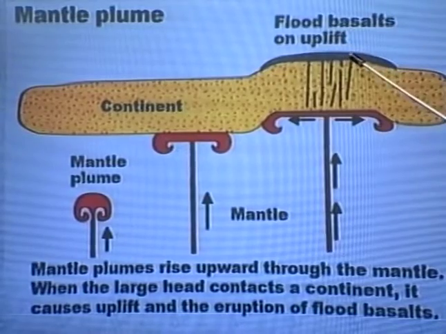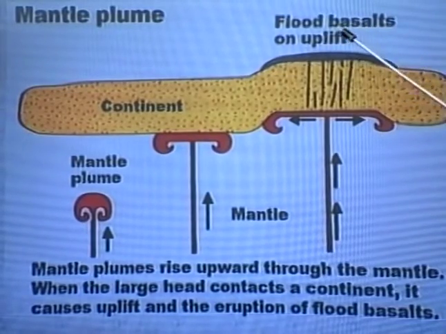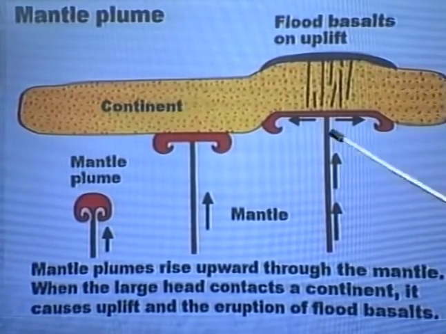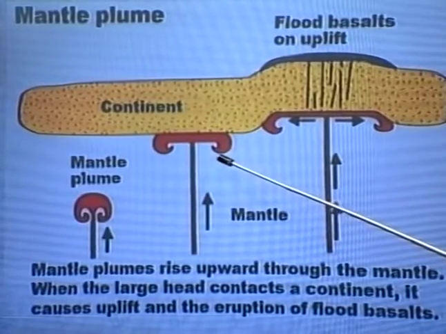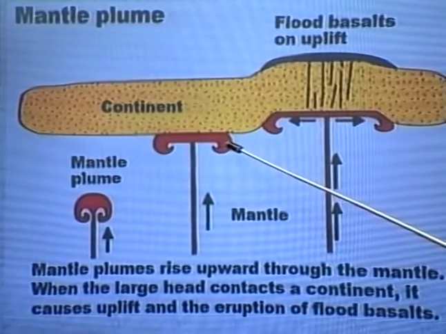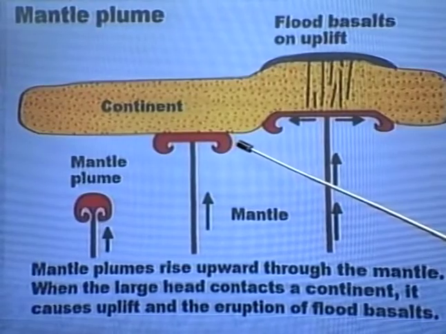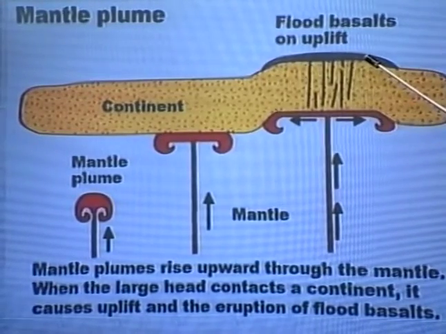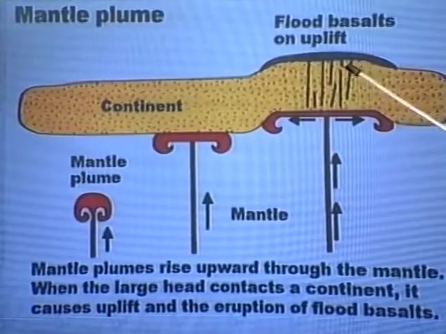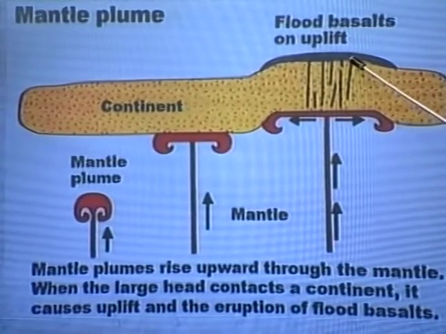But note, not all the time will there be a flood basalt created as a result of the uprising of the mantle plume together with the aid of convection currents. What might be created on the surface can also be a cone. And when a cone is created, then we have a volcano.